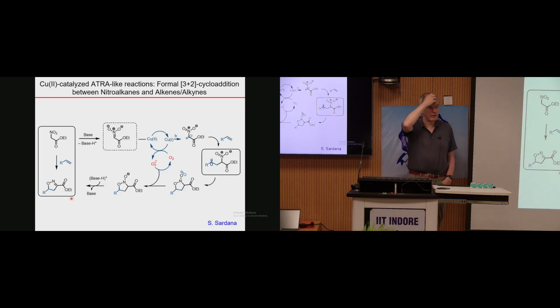This is like the result of a 3+2 cycloaddition. But these 3+2 cycloadditions are known, but they require high temperature. And also they do not work with 1,2 disubstituted alkenes. And again, in our hands, the scope we have here is very, very broad.